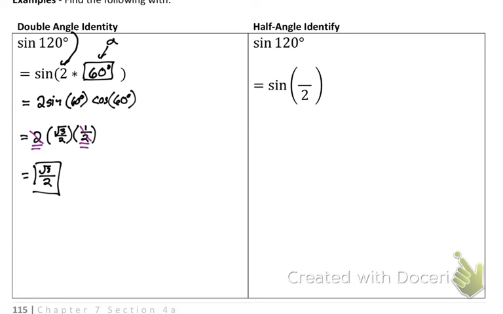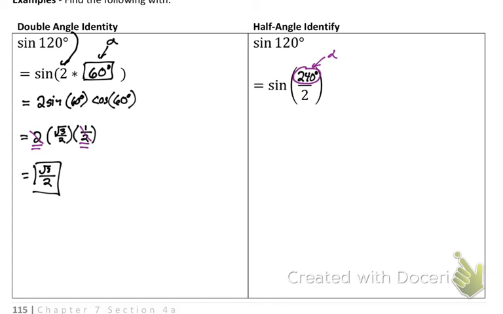Half angle means I need to rewrite this. 120 is something divided by 2. 240, yes. So we're going to write this as 240 degrees, because 240 divided by 2 is 120. So this is the angle I'd use for the half angle formula. So I'm going to use 240.